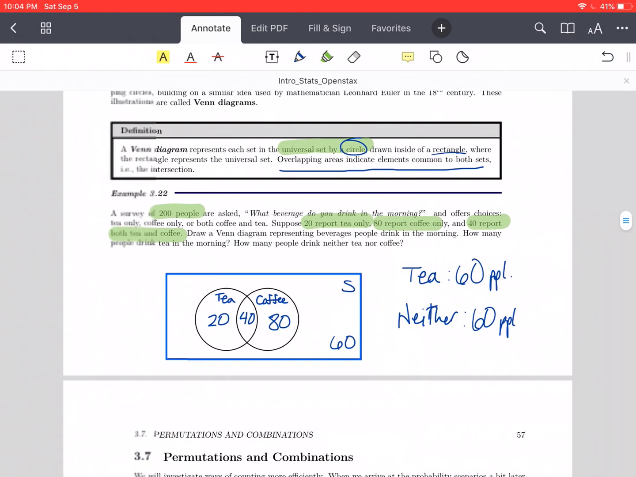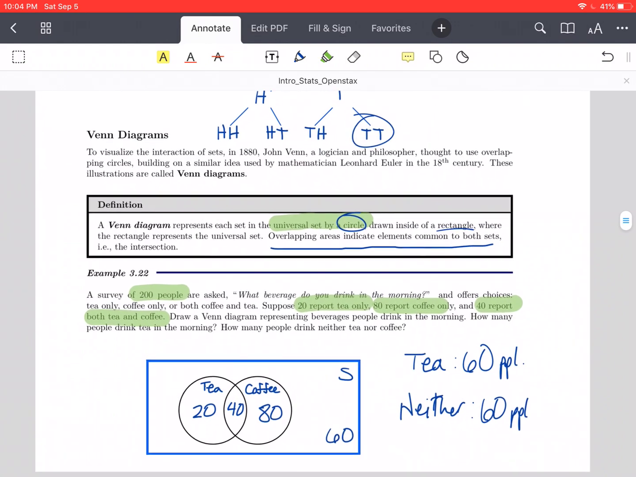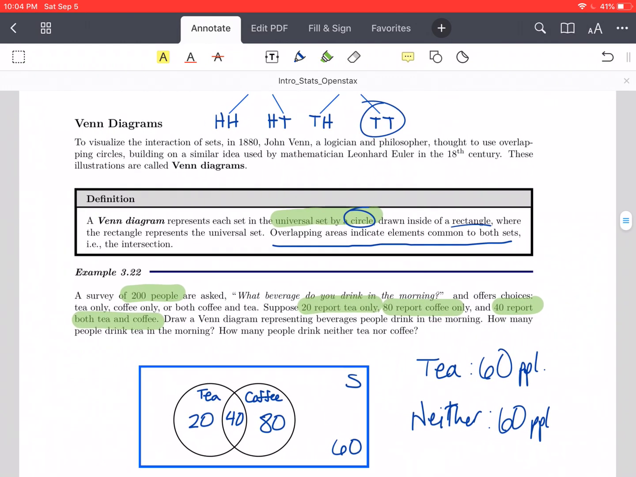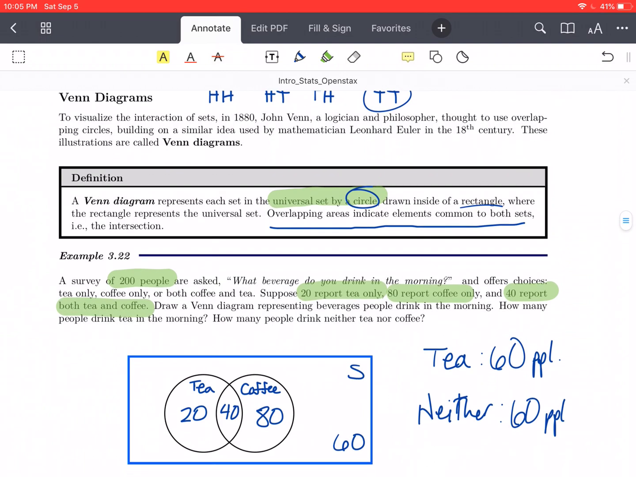Okay, so Venn diagrams can be very useful in organizing information, particularly when you're dealing with possible intersections, right? When looking at whether events are independent, things like that. So that brings us to the end of section 3.5. In the next video, we'll finish up chapter 3 when we get into 3.7. So I will talk with you all once we get into that last section of chapter 3.